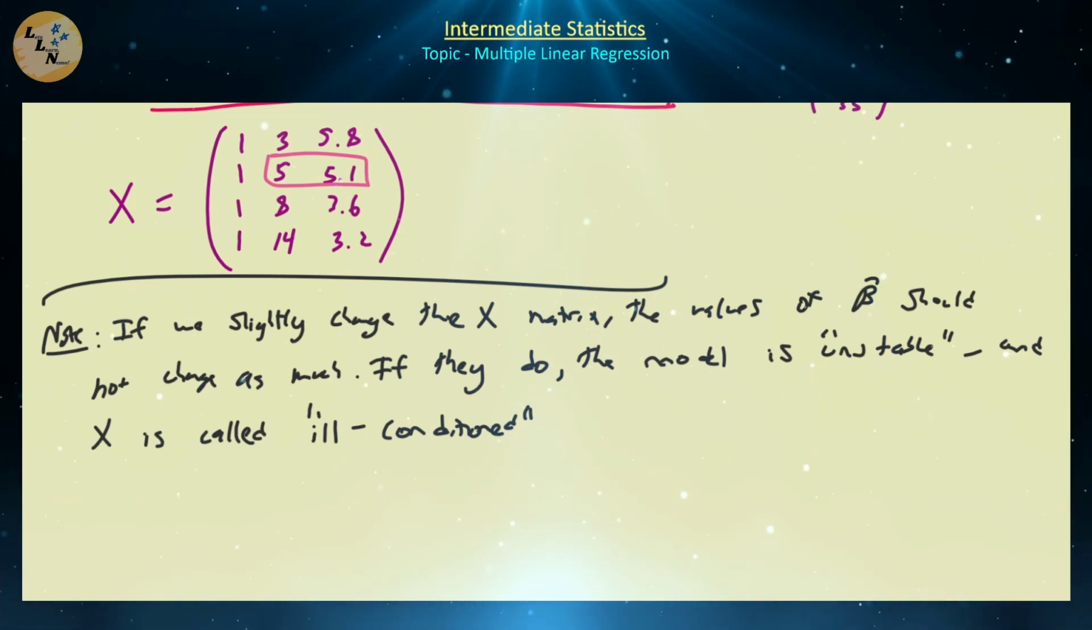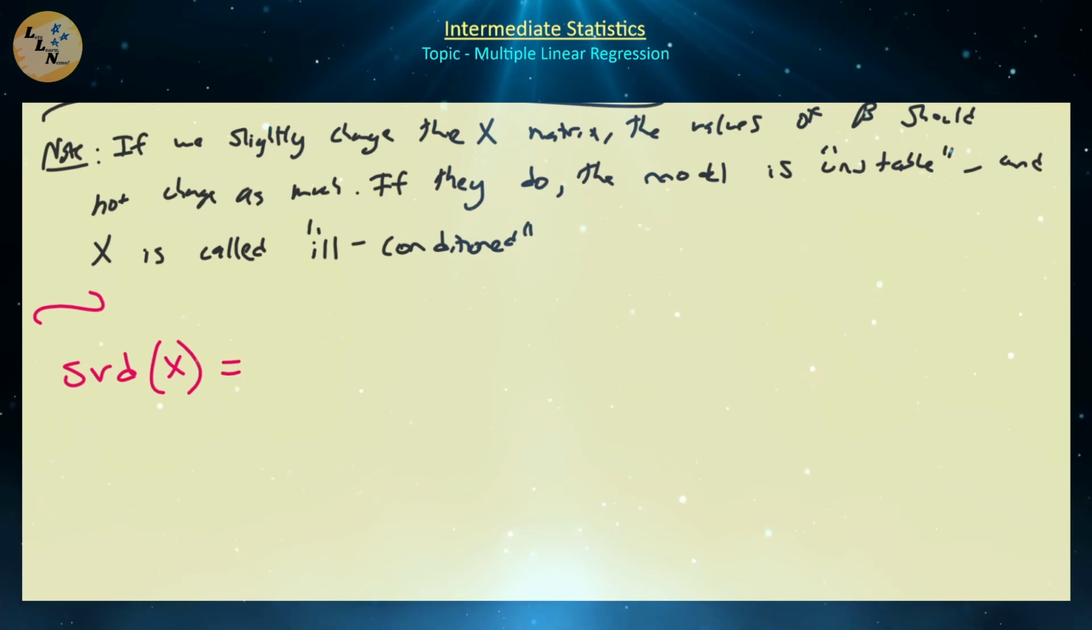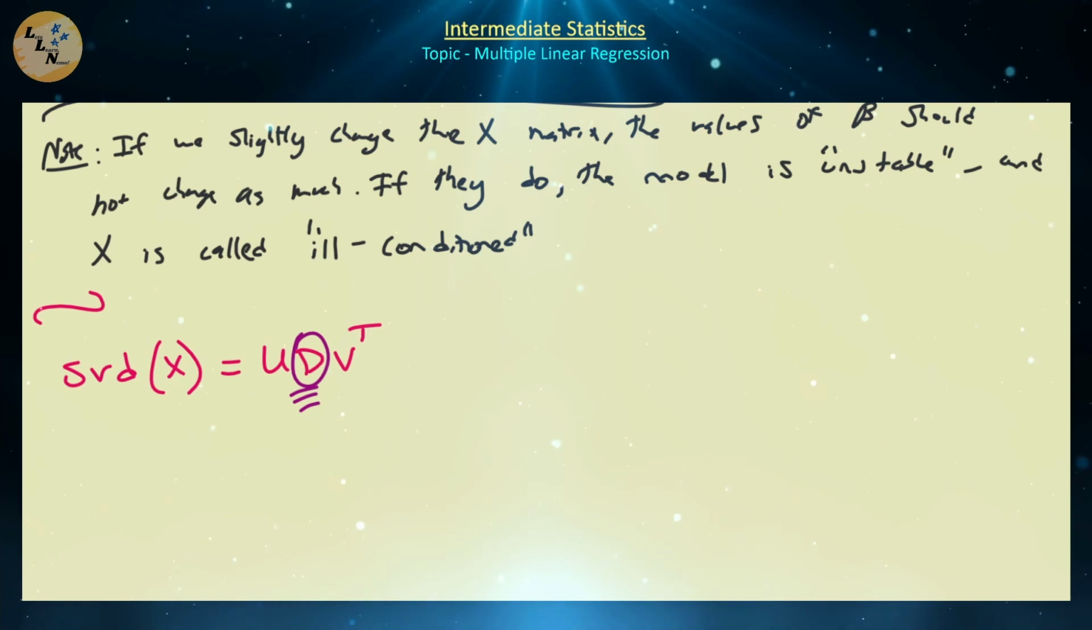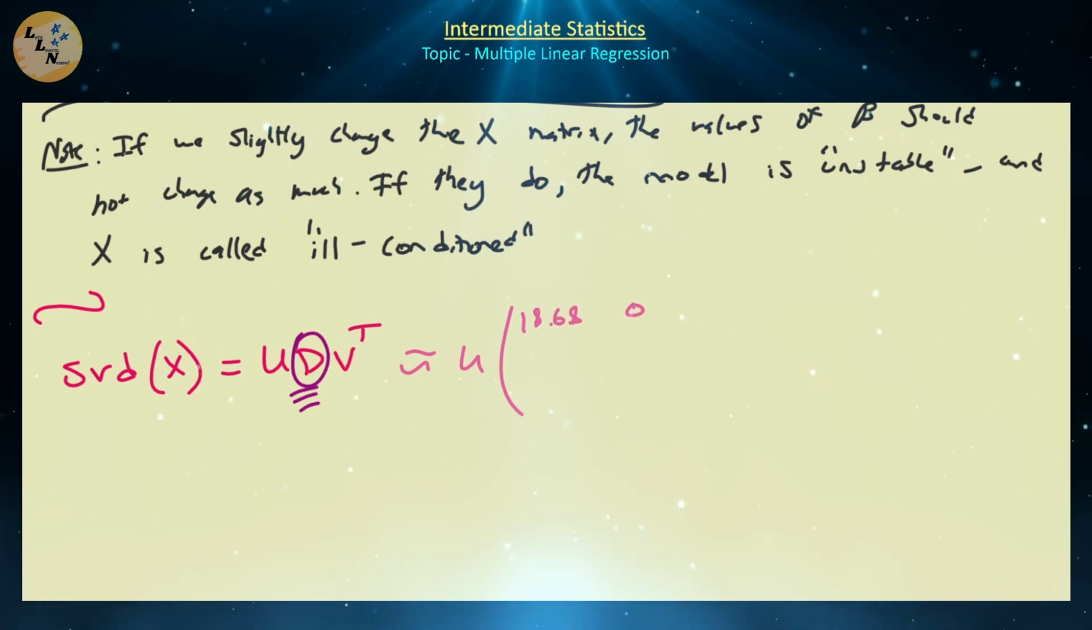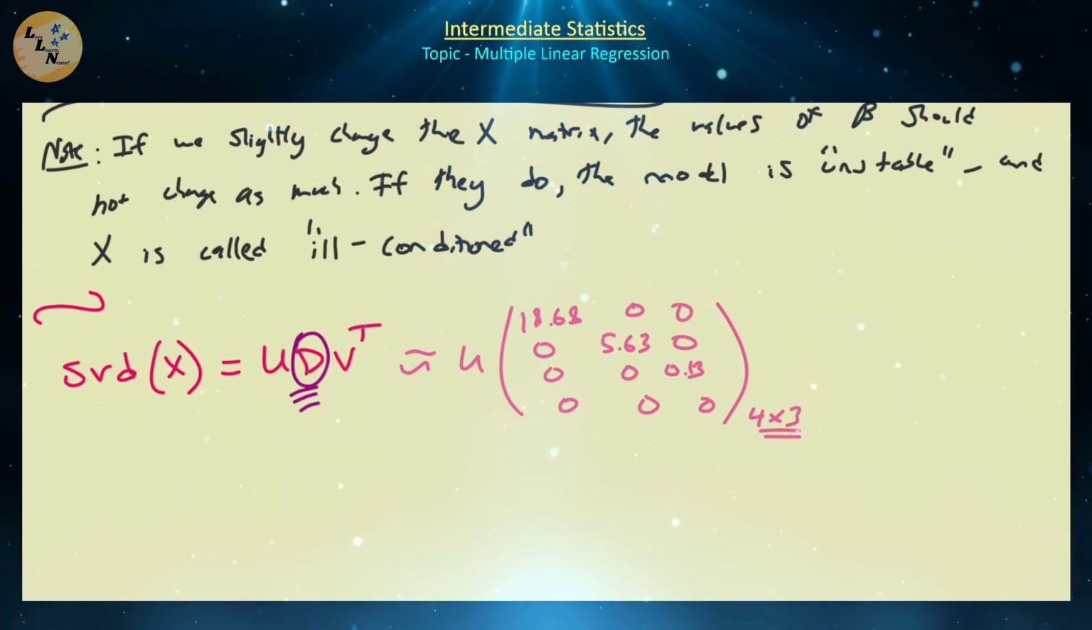So in order to analyze the stability of our linear regression model, and you're going to need this once you find, for example, the inverse of the XTX matrix, we find the singular value decomposition of our matrix X. Keep in mind the singular value decomposition is always going to be of the form U D V transpose. The matrix that's going to be useful to us for analyzing this is the matrix D. So for this particular matrix X, we're going to have U times 18.68, 0, 0, 5.63, 0, 0.13, and 0. Keep in mind this has the same exact dimensions as your original matrix X, and there's going to be a V transpose here.